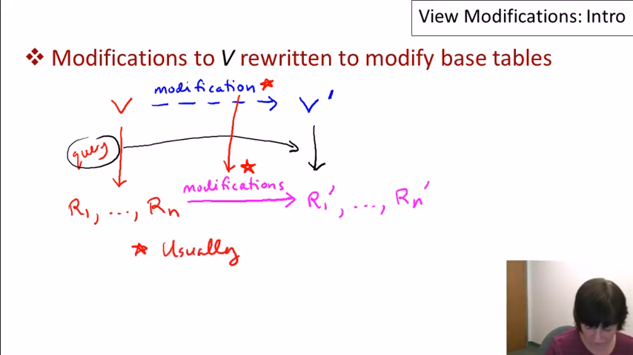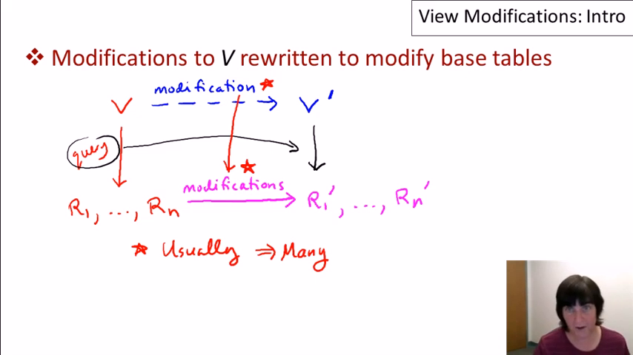Usually there is a translation that works for us, and we'll see some examples of that in our demos. The problem actually is that there's often many such translations, and so we don't know which one the user intended. So let me give an extremely simple example.